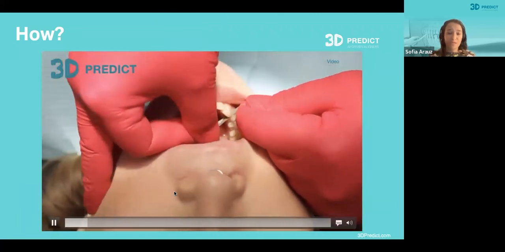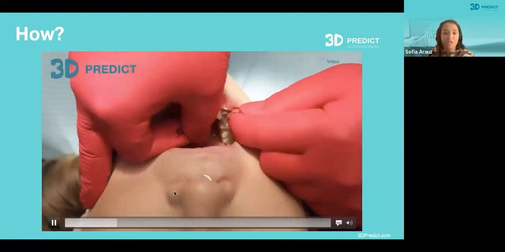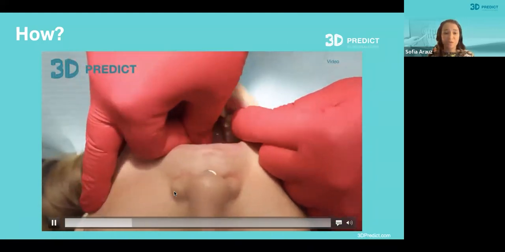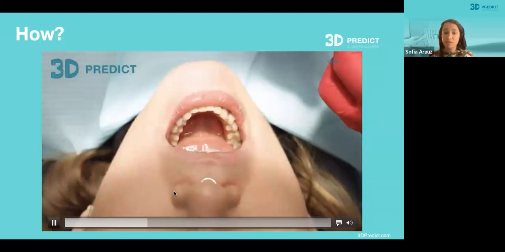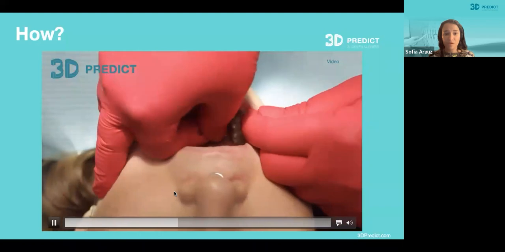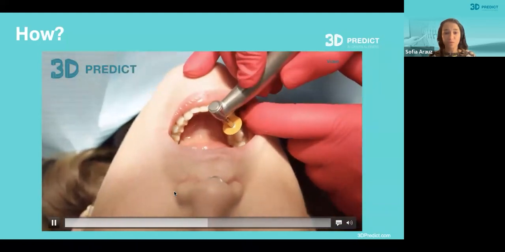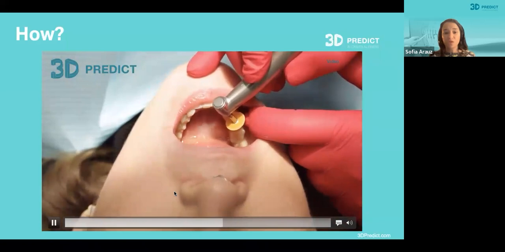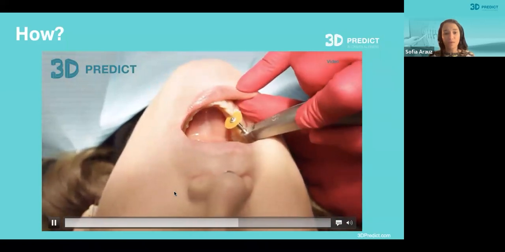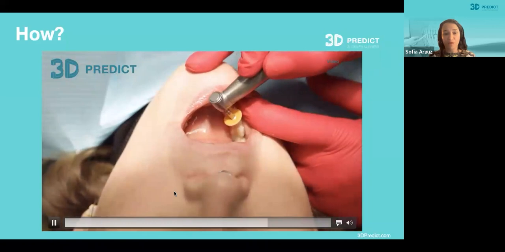Now, in this case, you can see this is our medical director performing IPR on this patient. She's first using the strips just to open the contact so she can have a straight access in there. And she's doing it enough until she feels comfortable. You can use floss to make sure it's open. And then she goes with the disc and she performs IPR.